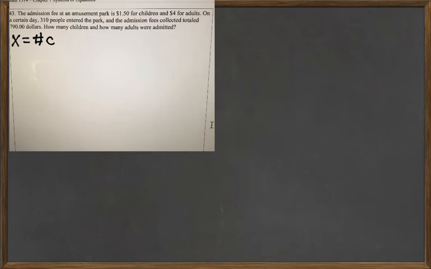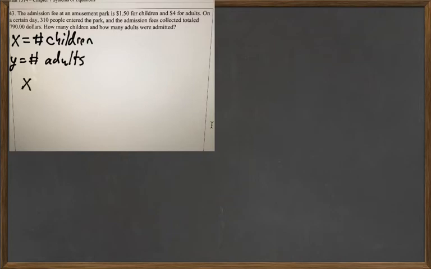It says the admission fee at an amusement park is $1.50 for children and $4 for adults. On a certain day, 310 people enter the park, and the admission fees collected totaled $790. How many children and how many adults were admitted? That's what they're asking us. We can say x is the number of children and y is the number of adults.